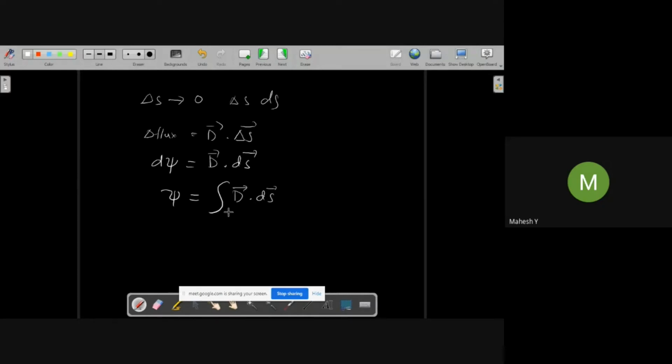So what kind of integral is this one? Is this a line integral, surface integral, or volume integral? Can anybody say? Closed surface integral. This is a surface integral because we have dS there. dS means it may be the area of the small area, right? So you have to integrate over the entire surface. That is why it is a surface integral.